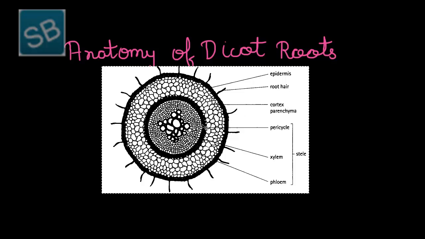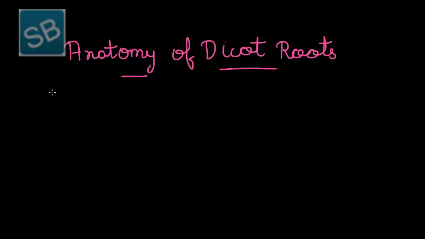All the tissues that are present beneath the endodermis, like pericycle, xylem, phloem, constitute the stele. Now let us understand the functions of each of the layers in brief. First of all, let us begin with the outermost layer, that is epidermis.